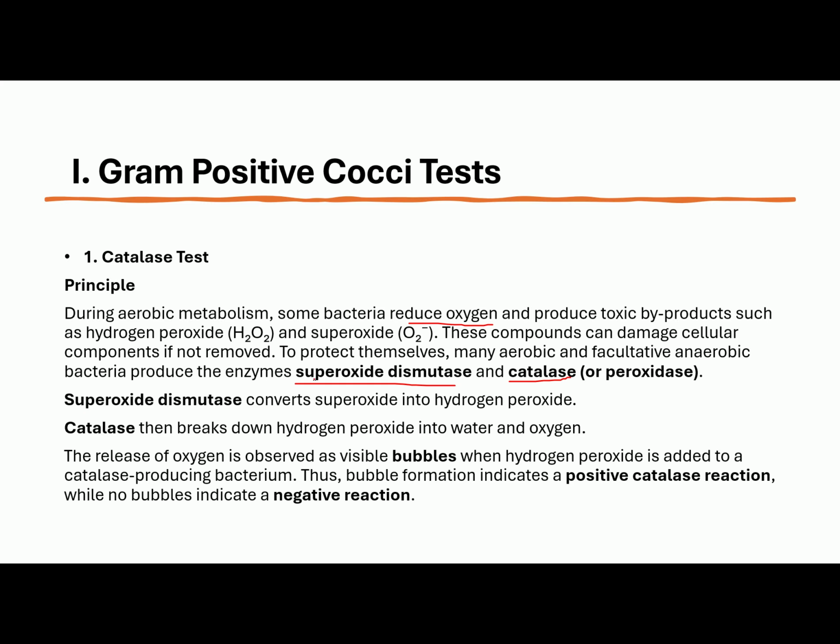Now, when these two enzymes are produced, superoxide dismutase would convert superoxide into hydrogen peroxide. Then catalase would break down hydrogen peroxide into water and oxygen. And remember, when you mix water and oxygen together, you tend to produce bubbles. Specifically, when oxygen is released, visible bubbles are formed when hydrogen peroxide is added to a catalase-producing bacterium. Thus, bubble formation indicates a positive catalase reaction, while no bubbles indicates a negative reaction.